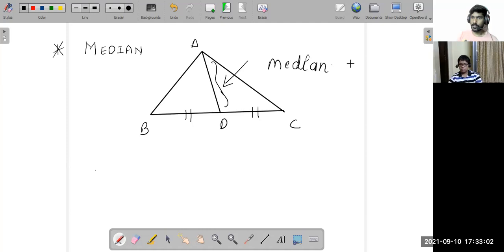Understood? Median. Yes, sir. This line drawn from the vertex to the side of the triangle in such a way that it divides this side into two equal parts, that is called as the median.